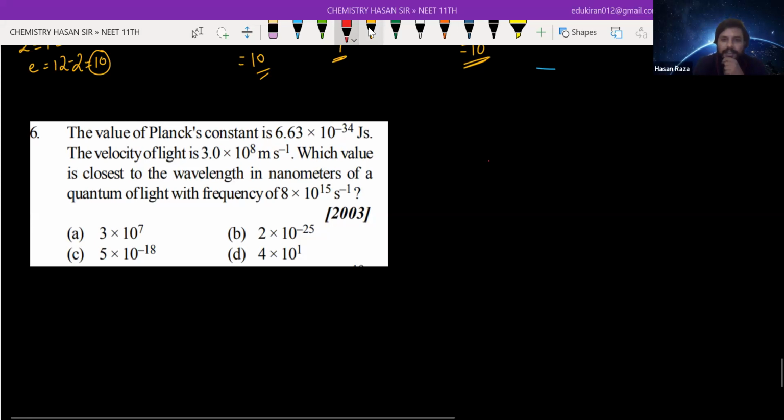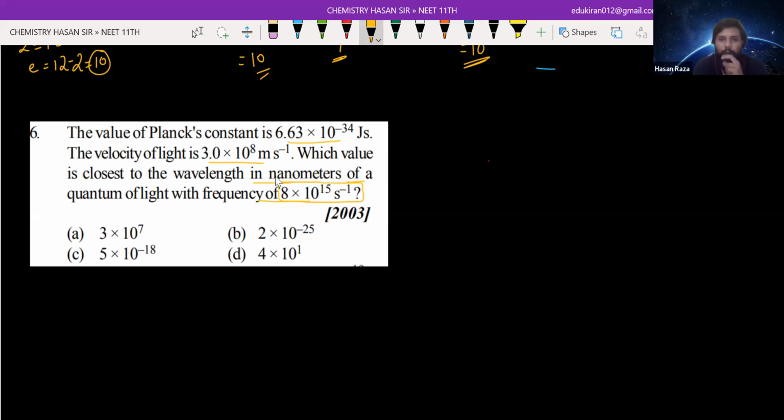The question is very easy. The value of Planck constant is given. Velocity of light is given. Which value is closest to the wavelength in nanometer of a quantum of light with this frequency? That means frequency is given.